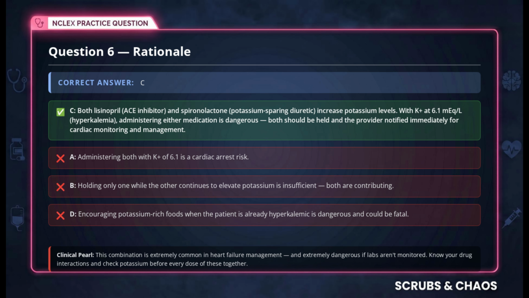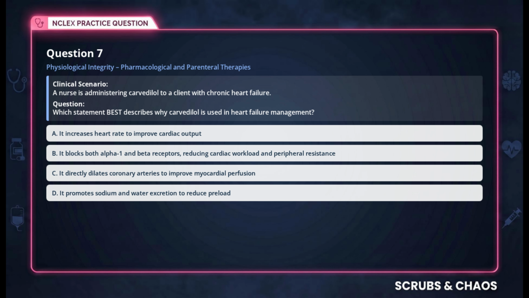C. Hold both. Now. Lisinopril is an ACE inhibitor. It raises potassium. Spironolactone is a potassium-sparing diuretic. It also raises potassium. Combined with a K plus of 6.1, that is a cardiac arrhythmia waiting to happen. You do not give either one. You do not split the difference and hold one. You hold both and you call immediately. And D, potassium-rich foods when potassium is already 6.1? That's cute. Carvedilol and heart failure. Know why it works? Not just that it works.